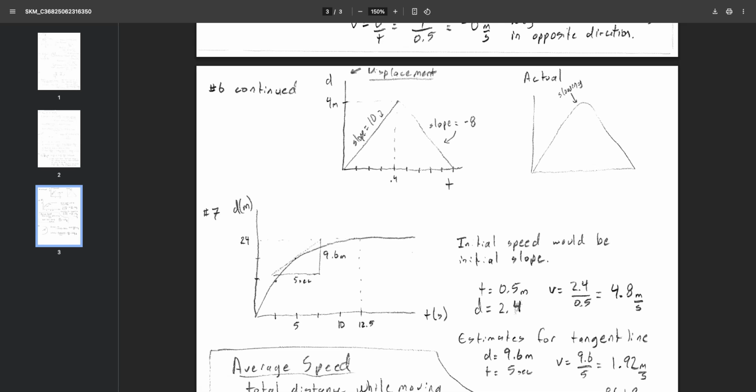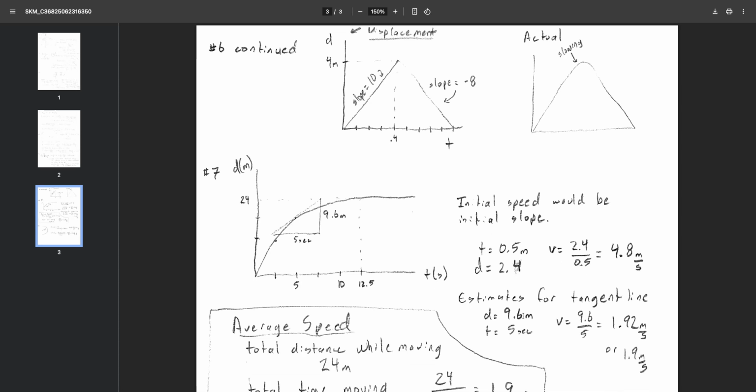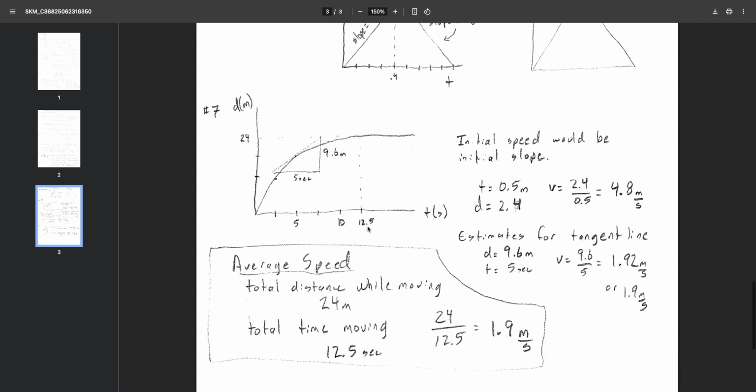And then for the speed of the puck at 5 seconds, you have to draw what's called a tangent line. I just drew a tangent line there, and then I just did a rise over run. If you do that, you get 9.6 as my rise. My run is 5 seconds. So 9.6 over 5 is about 1.9 meters per second. And that was a pretty solid estimate for that right there.